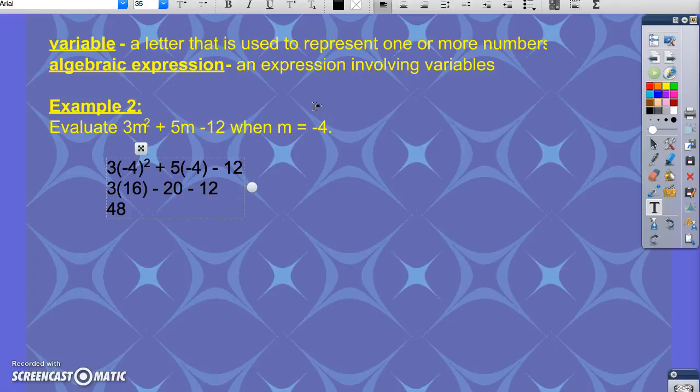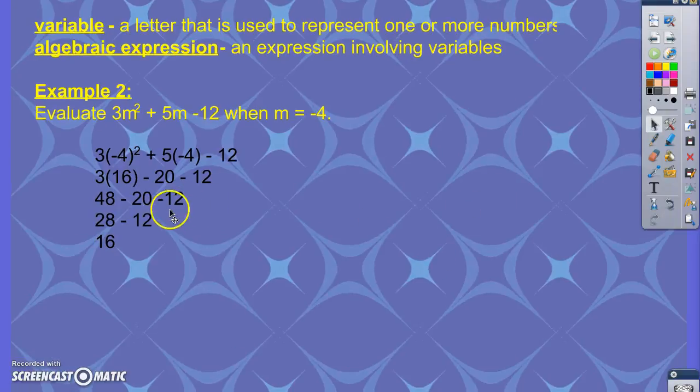3 times 16 is 48 minus 20 minus 12. And I get 48 minus 20 is 28 minus 12, which is 16, my final answer. So we get the answer of 16. So this should be fairly easy. Just got to worry about order of operations. Please excuse my dear Aunt Sally. All right.